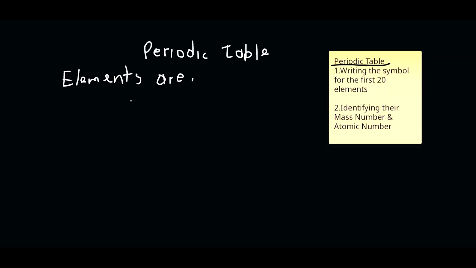And then we're going to be writing the symbols for the first 20 elements, for those who are doing CSEC. This is what you need to know, the first 20. So we're just going to write the symbol for the atomic number.